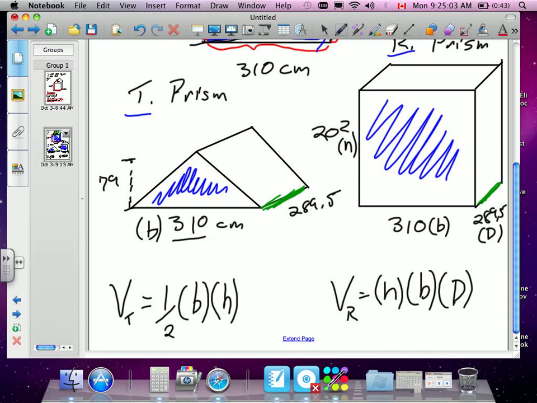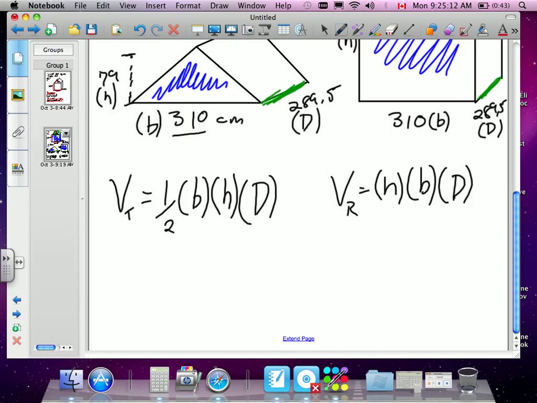So we have our two formulas. The only difference between the triangle and the rectangle volume is that we have multiplied by 1/2. Okay? And one way to think of that is a triangle is half of a rectangle. That's why we have the half in the formula. Otherwise, these formulas almost look identical.